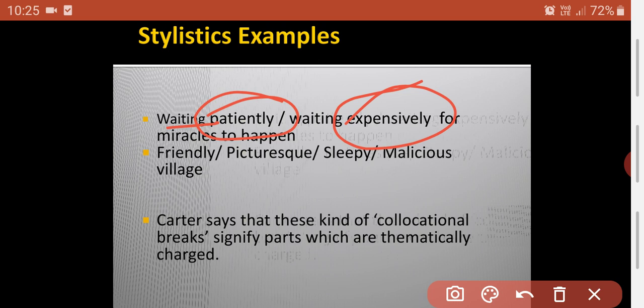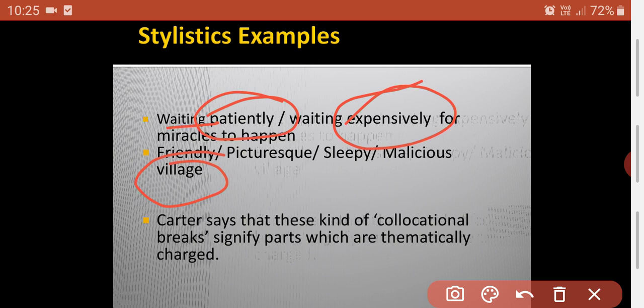Now think of this village. When we speak of villages, we generally speak of a sleepy village, a sleepy town, right? Or a picturesque village. I happen to come across a picturesque village. Or a friendly village. Yes, you often come across this collocative phrase in novels. You're told it's a friendly village. He happened across a friendly village, right? He passed across a friendly village, right?